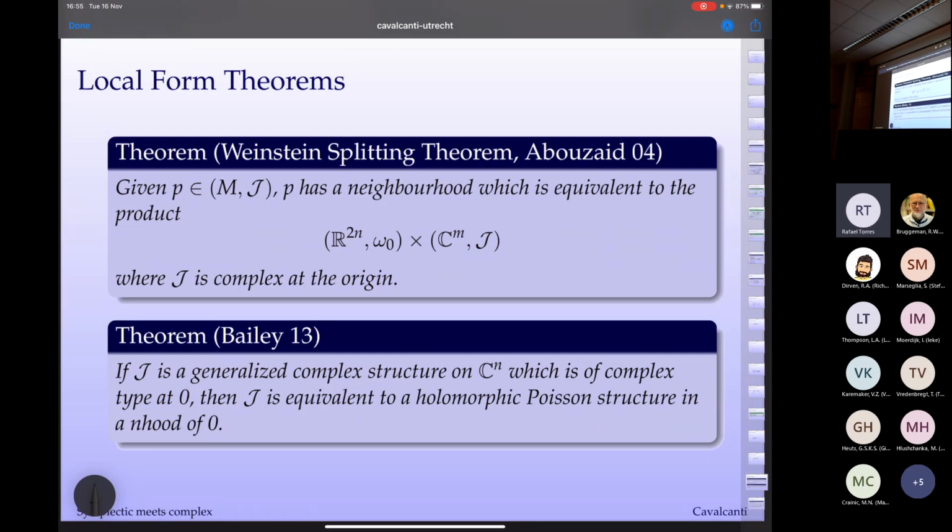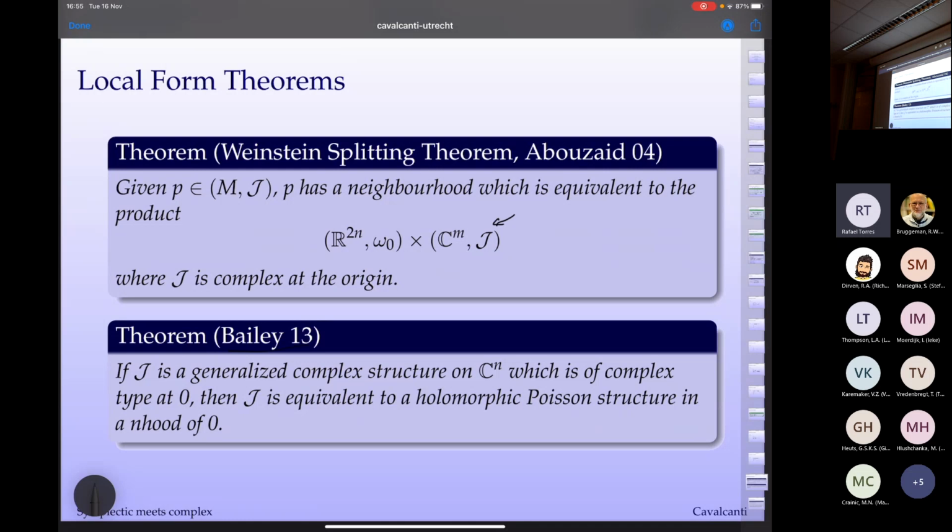But it doesn't really say anything. So this J here, all we know about it is that it's complex at the origin. We do not know at this stage that it's holomorphic Poisson or anything, and C is non-compact. The previous result needed compact manifolds. And if you have done a little bit of analysis, you know that non-compact is bad. Translating that into something decent would require some tools, and that's what Michael Bailey did in his thesis.